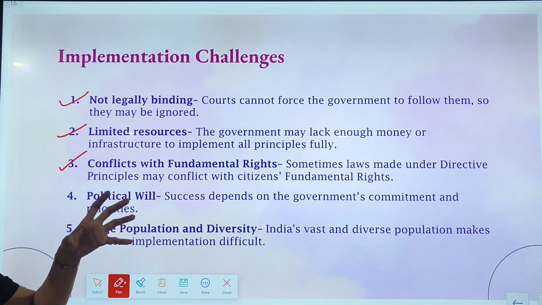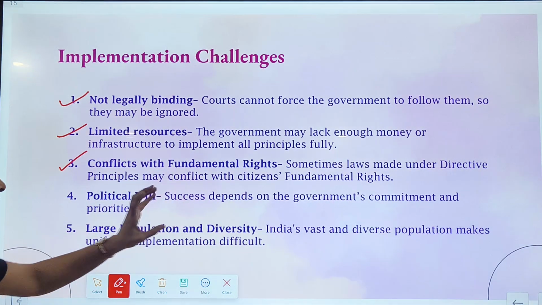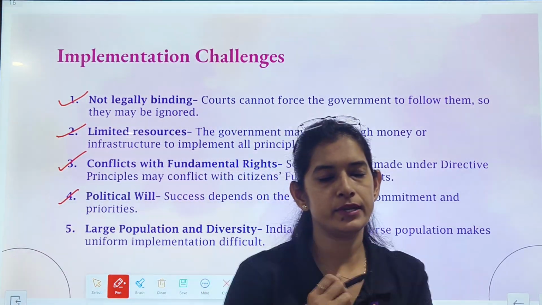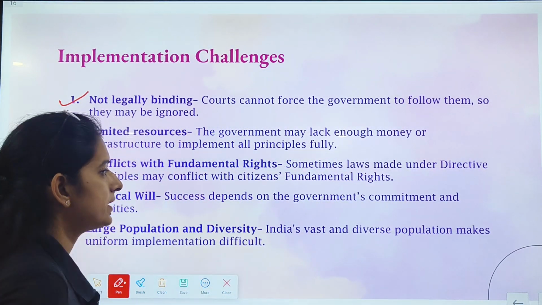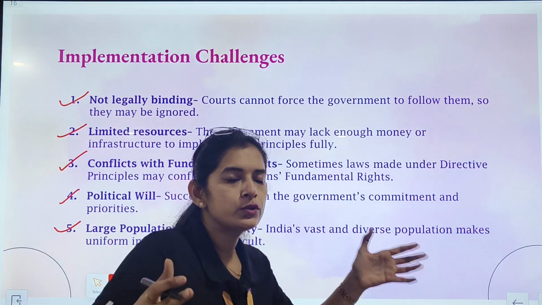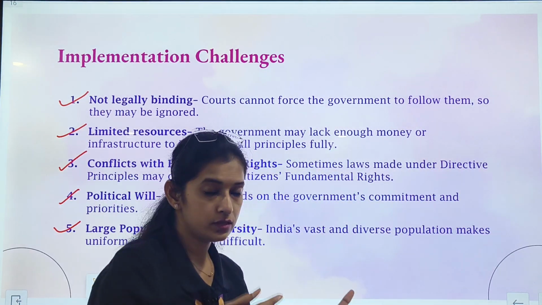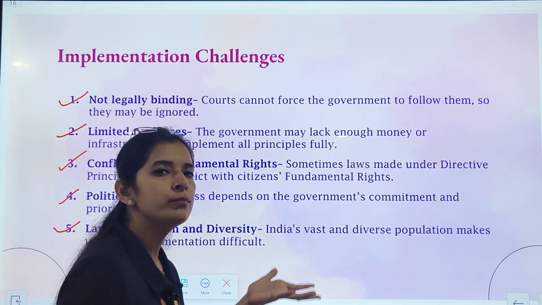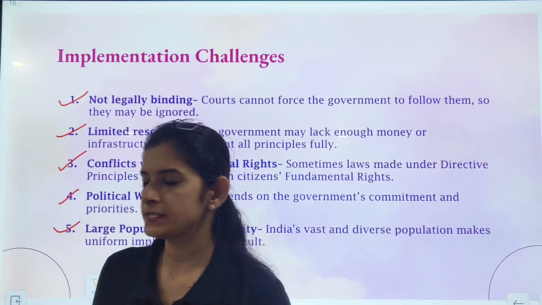Third, in many cases there are certain conflicts between directive principles and fundamental rights. Fourth, political will. Success depends on the commitment, on how willingly the government wants to make certain laws for the betterment of the society. Fifth, the large and diverse population. Diverse population means that people of different mindsets are staying in the country. So it sometimes becomes quite difficult for the government to make certain laws for the people according to the directive principles.